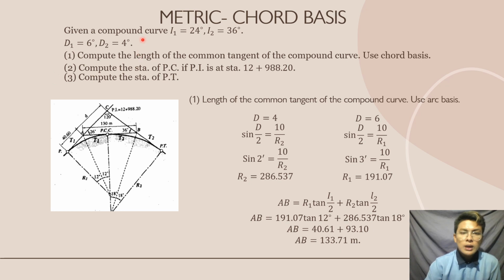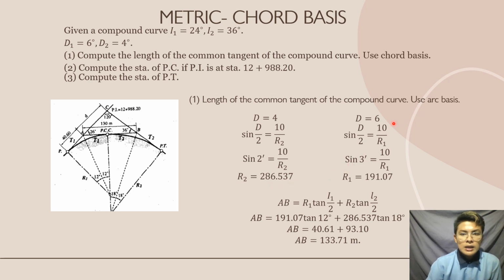Next is using our metric chord basis. Same as the given earlier, but in this problem we must use these formulas to get our first and second radius of the curve. First, we must use the second degree of the curve: sine D2 divided by 2 equals 10 over R2. So substitute the given values. We will get R2 is equal to 286.537.